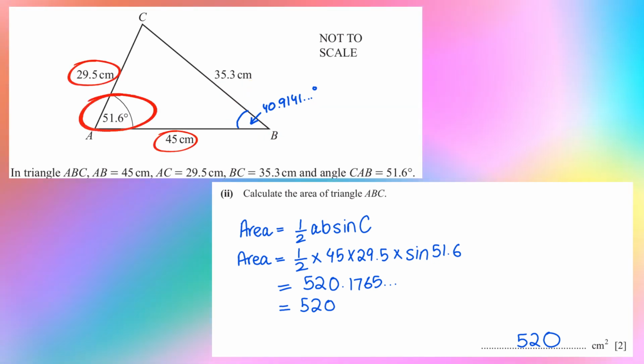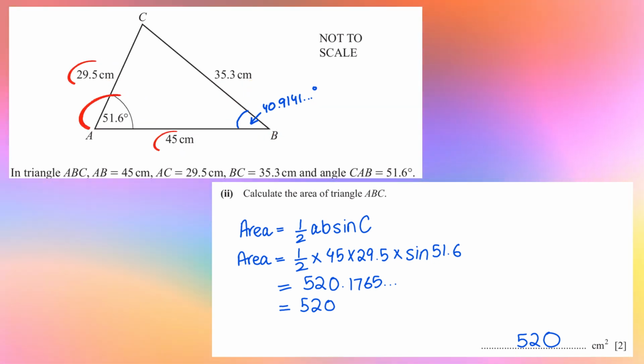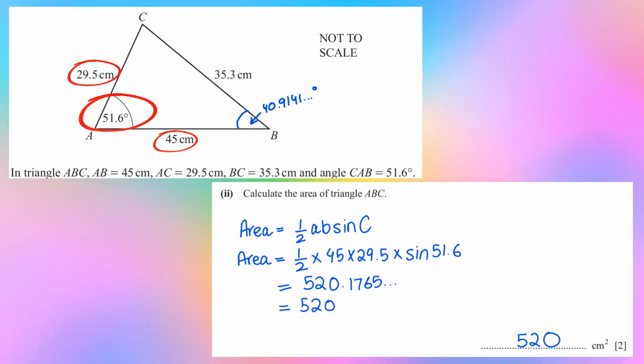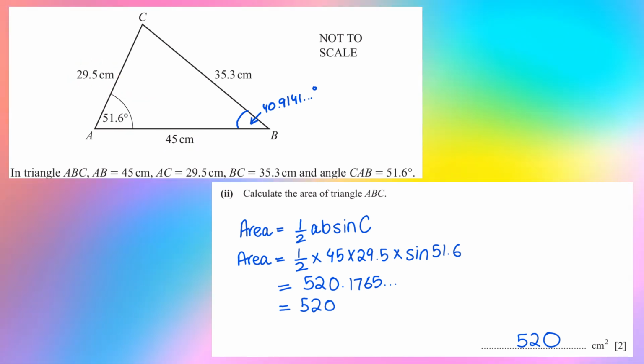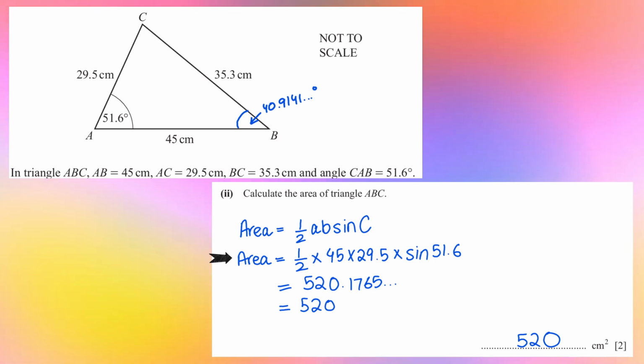However, I'm going to solve this question by substituting 29.5 centimeters and 45 centimeters and the angle between those sides, which is angle CAB, 51.6 degrees. So substituting the values gives area equals a half times 45 times 29.5 times the sine of 51.6.